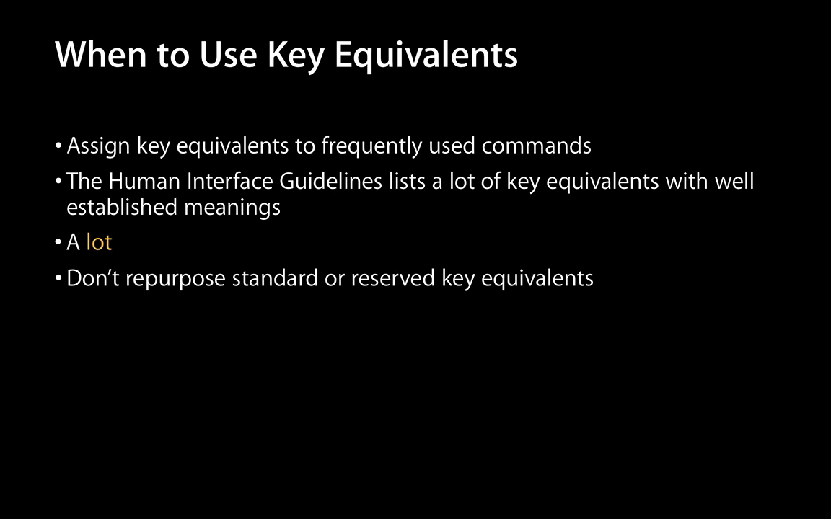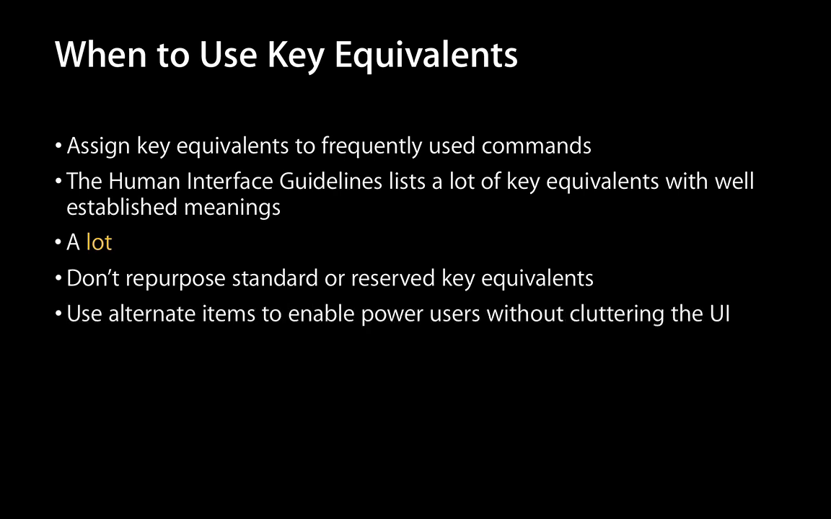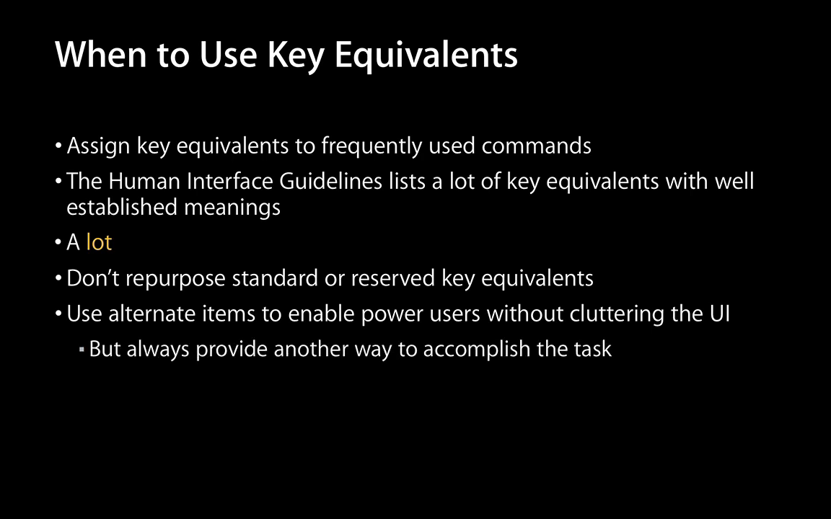Now, a very powerful technique for enabling power users is to use an alternate menu item. This is, for example, close all. Close all appears when you press the option key. That's why it's called alternate. And this doesn't clutter up the user interface. But because these items aren't very discoverable, you have to know what to press, you always want to provide another way to accomplish the task. For the example of close all, you can, of course, just close each window individually.